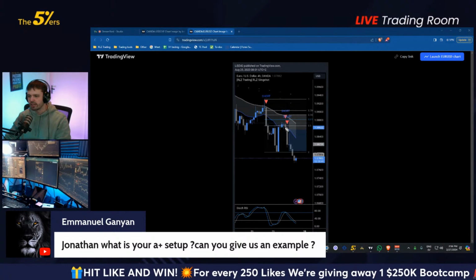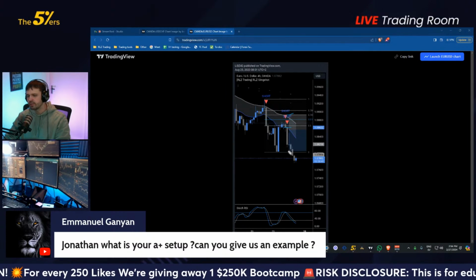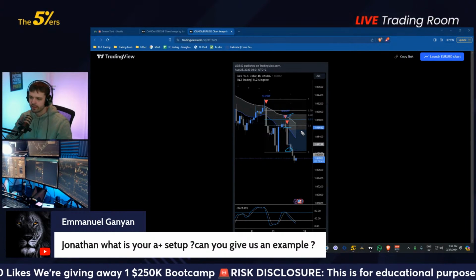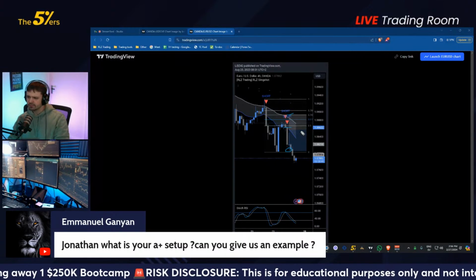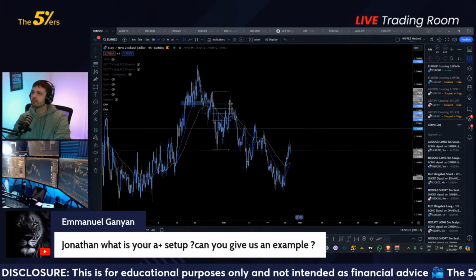And I believe I entered on the close of that bearish engulfing candle, stops above the reload zone, and then TP at the last local highs. I think that is not an A plus setup, but definitely a something setup.